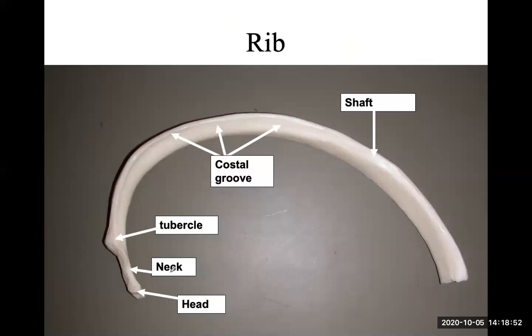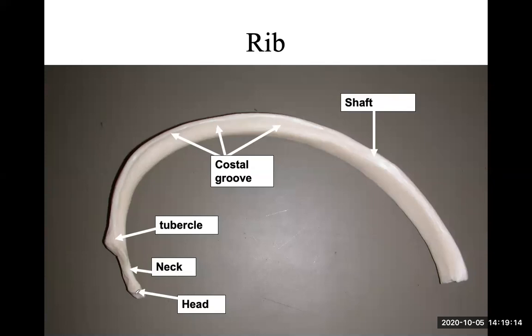Finishing up our axial skeleton, talking about your rib. I don't need you guys to identify individual ribs. For instance, if I give you a rib, you should not have to say this is rib number 3 or rib number 5. I don't expect that from you guys. But what I do expect is for you to identify the following structures.